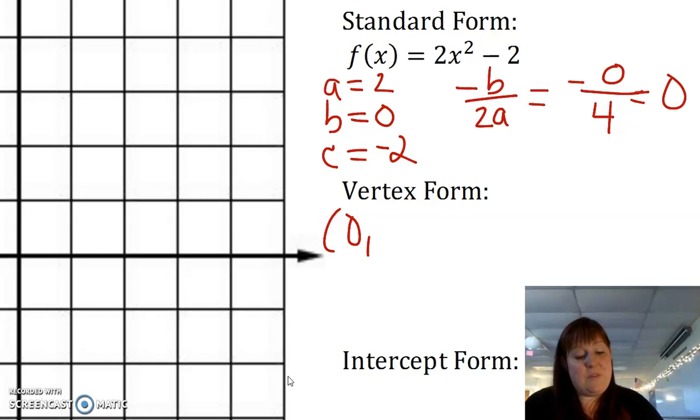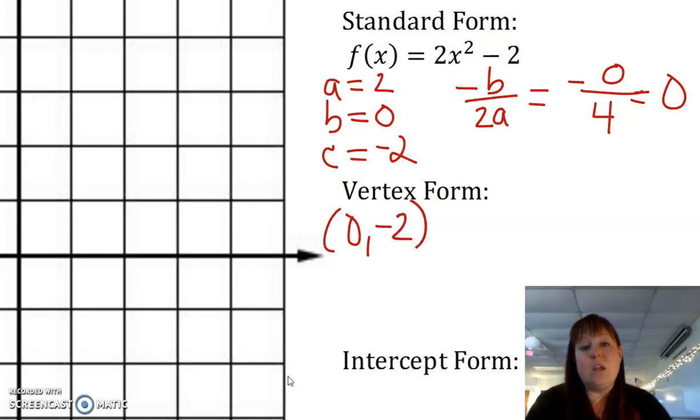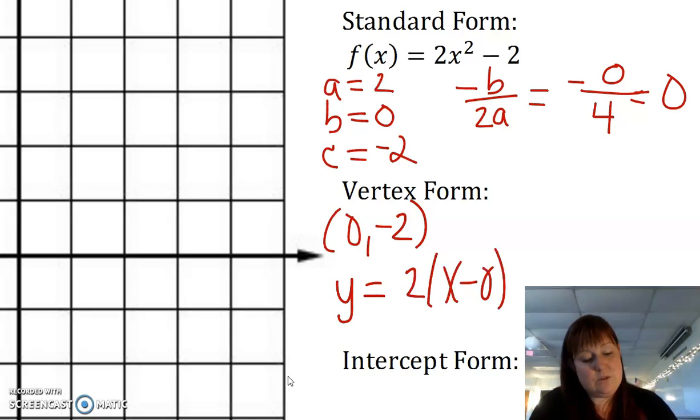So let's figure out what that something is. Well, when x equals 0, what does y equal? So we plug 0 in here for x. And we get 2 times 0 is 0, minus 2 is negative 2. So the y-coordinate of our vertex is negative 2. So our vertex is at 0, negative 2. So if we want to write this in vertex form, we have y equals, our a value is 2, x minus 0 squared minus 2.